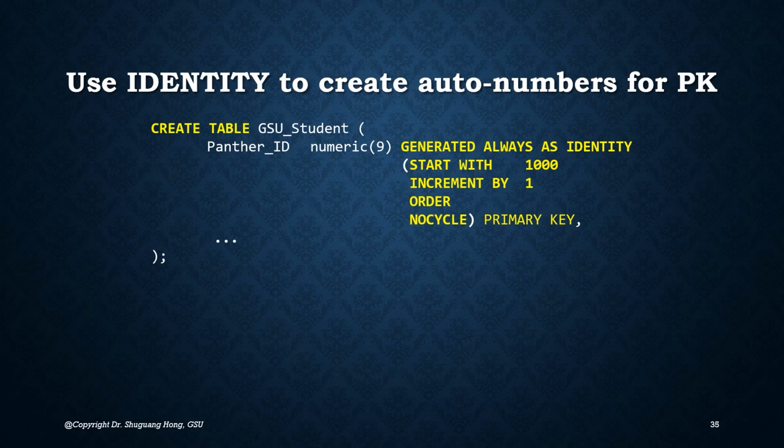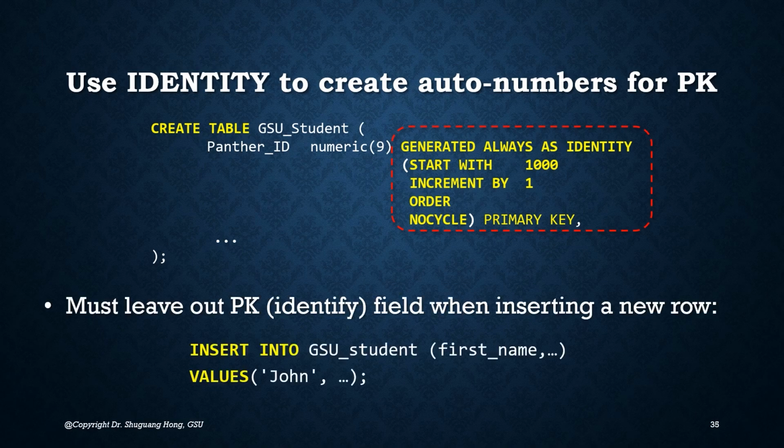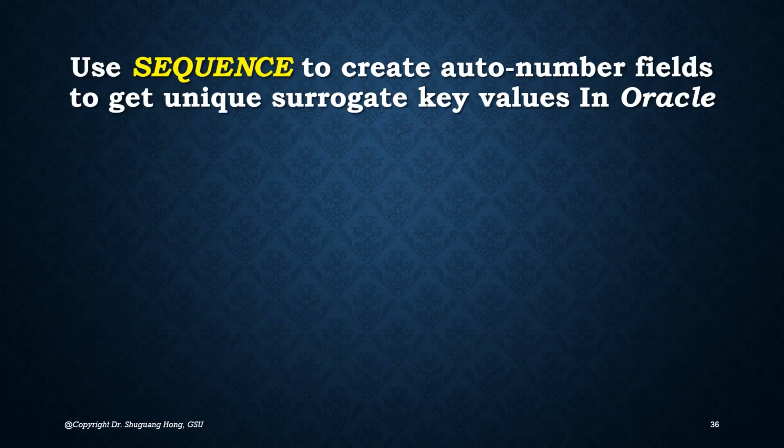The Oracle database supports the identity field type to generate unique numerical numbers automatically. The GSU student relation example showed that the primary key field, Panther ID, is an identity field of 9-digit numbers starting from 1000, increment by 1, and sequential. After the relation is created, the database will always generate a unique 9-digit number for each new student record. Thus, the AutoNumber field should not be listed in the SQL insert statement as shown in the example. It is because there is no need to request a unique Panther ID for this new record for the AutoNumber key field.